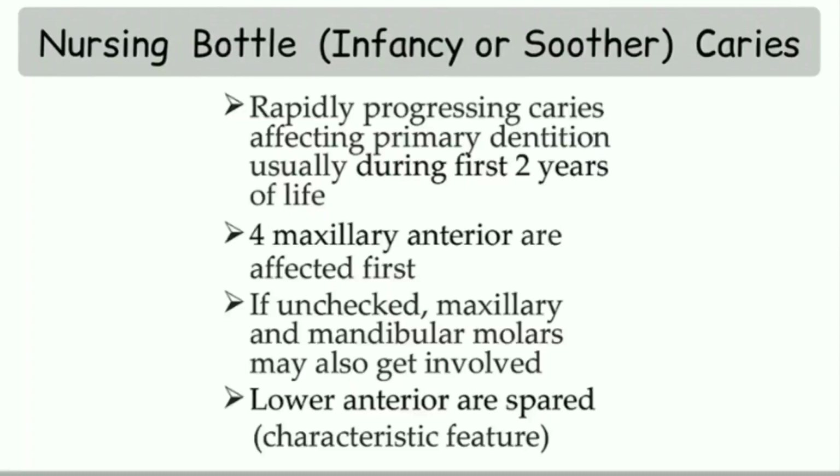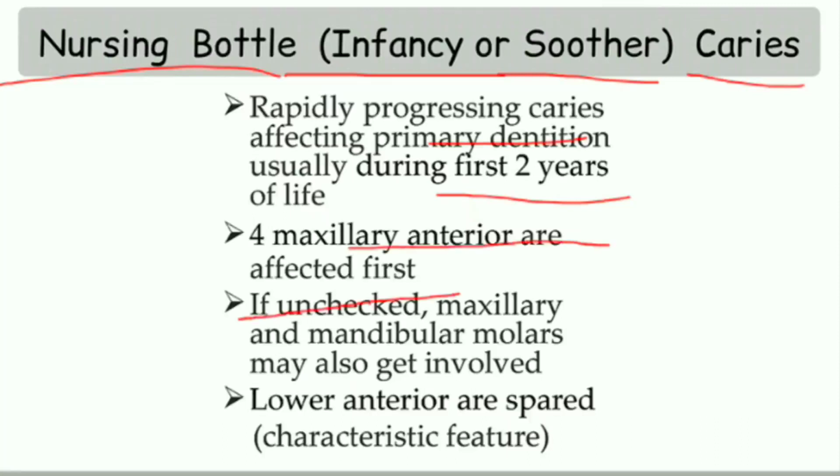Now let's see nursing bottle caries, also called infancy smooth surface caries. There is a rapid progression of caries in the affected primary dentition, usually during the first 2 years of life. It is also a rapidly progressing disease of the teeth, and it usually affects the primary dentition only, occurring during the first 2 years of life. The 4 maxillary anterior teeth are mostly affected. If unchecked, maxillary and mandibular molars also get involved in the lesion.